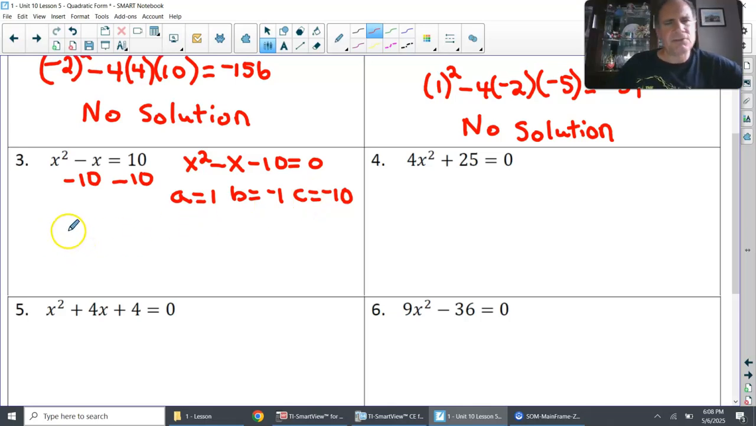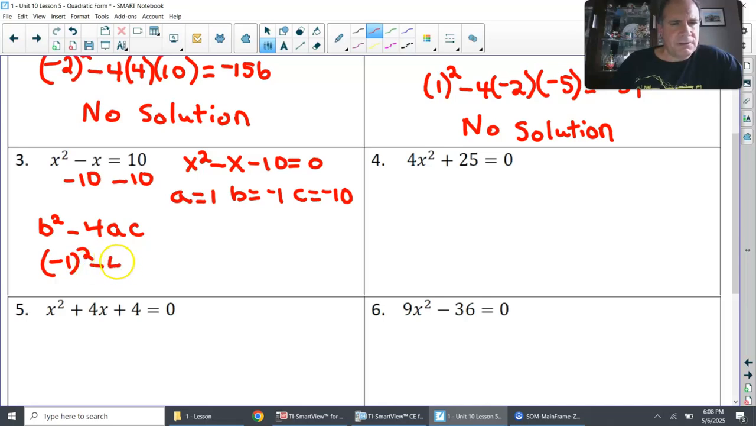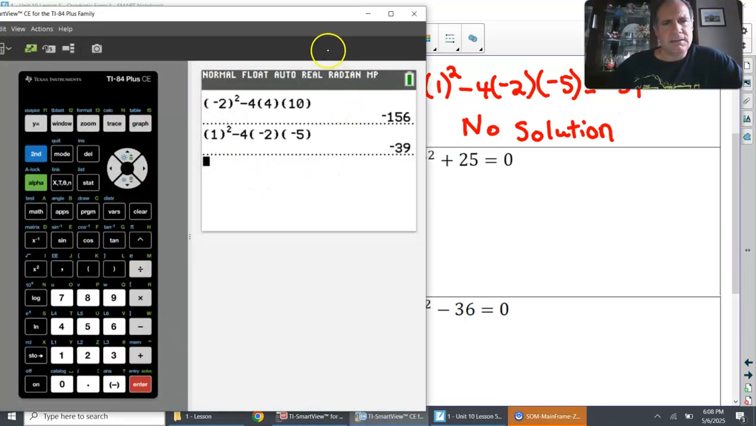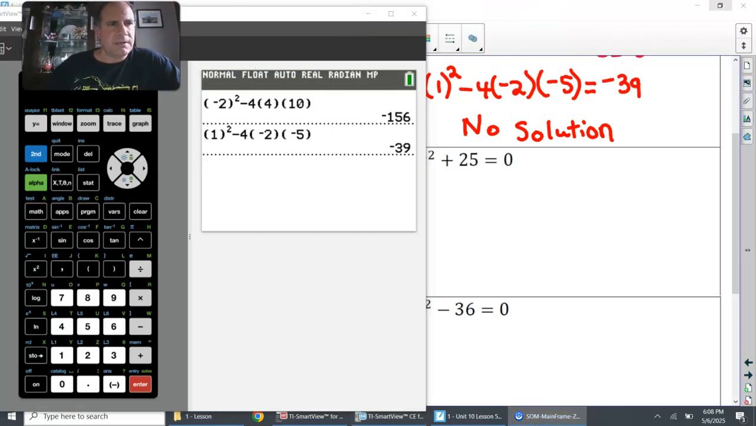I'm going to put b squared. So just remember, it's b squared minus 4ac. All right? You're finding out the discriminant. So this is negative 1 squared, which is 1, minus 4 times 1 times negative 10. And we'll see what this is.